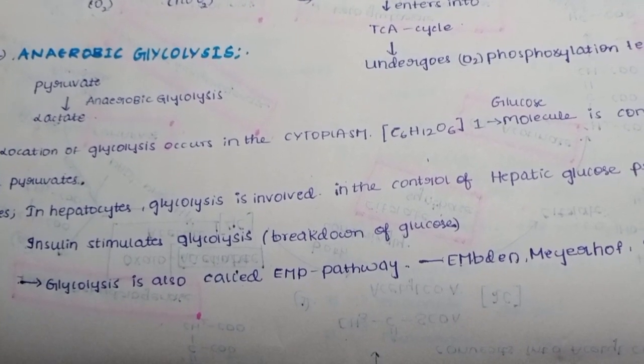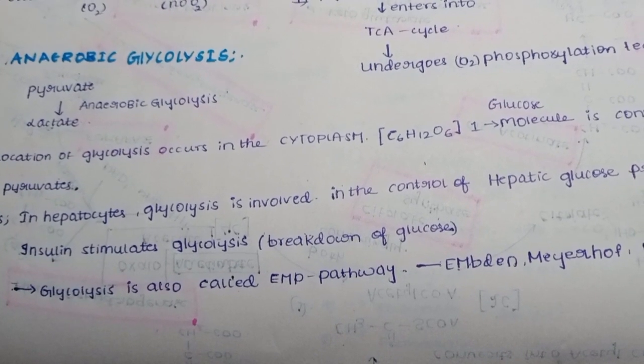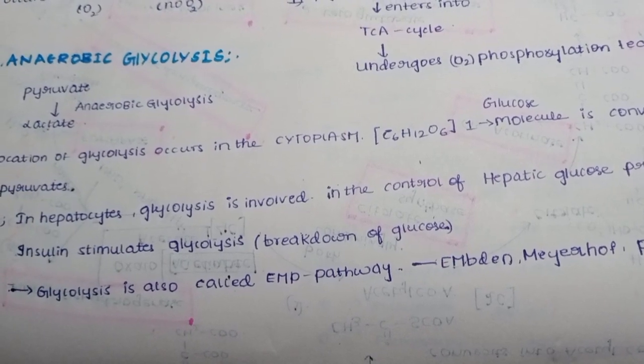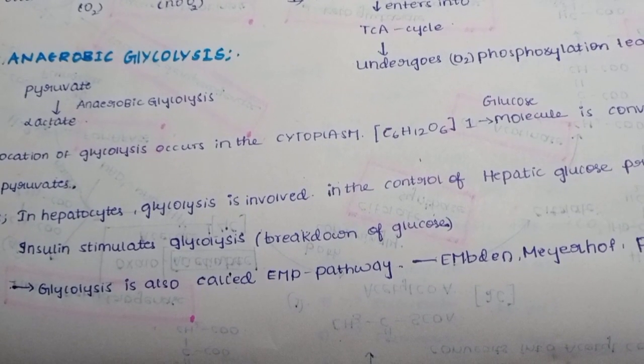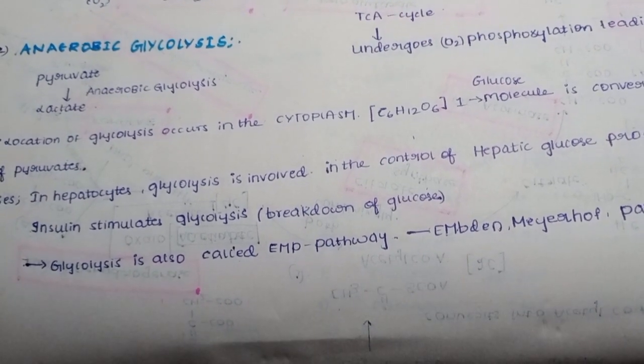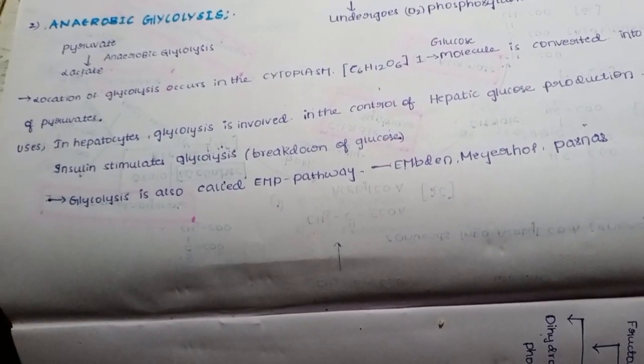In both conditions we get energy, but the process of getting energy is dependent on oxygen for aerobic glycolysis and independent of oxygen for anaerobic glycolysis. So the point is clear, aerobic and anaerobic glycolysis. Now, where does glycolysis occur? Glycolysis occurs in the cytoplasm, to get the energy.